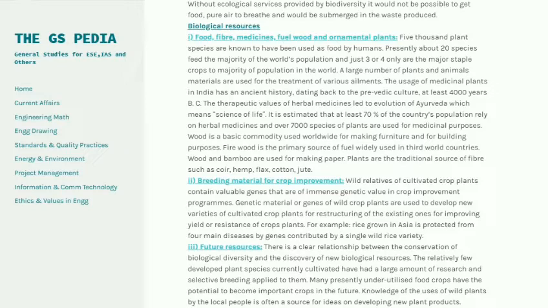3. Future resources. There is a clear relationship between the conservation of biological diversity and the discovery of new biological resources. The relatively few developed plant species currently cultivated have had a large amount of research and selective breeding applied to them. Many presently underutilized food crops have the potential to become important crops in the future. Knowledge of the uses of wild plants by the local people is often a source for ideas on developing new plant products.